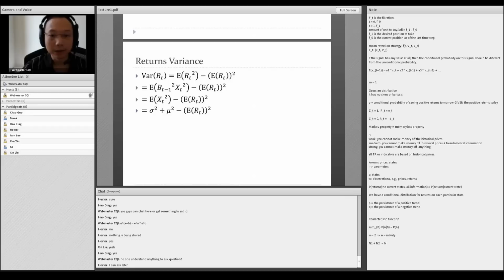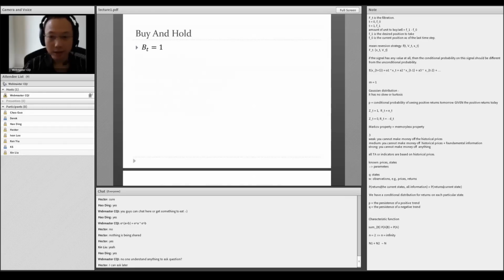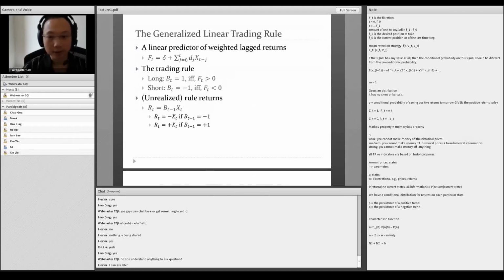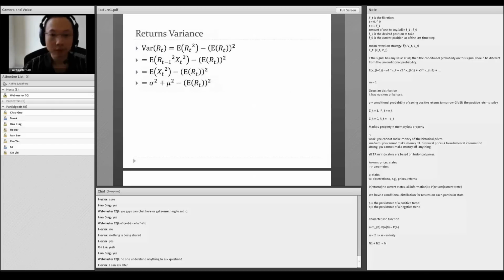Anybody know why BT disappear here? From the second night to the third night, anybody know why BT disappear? Anybody can make a guess?